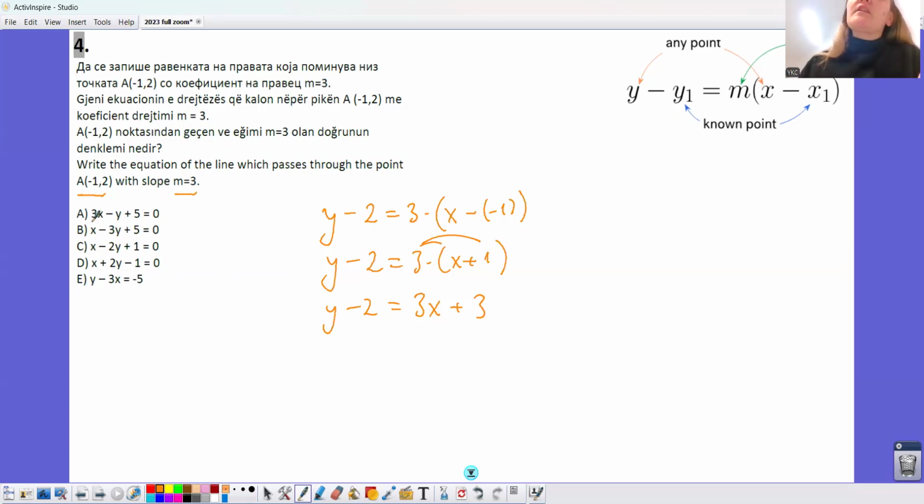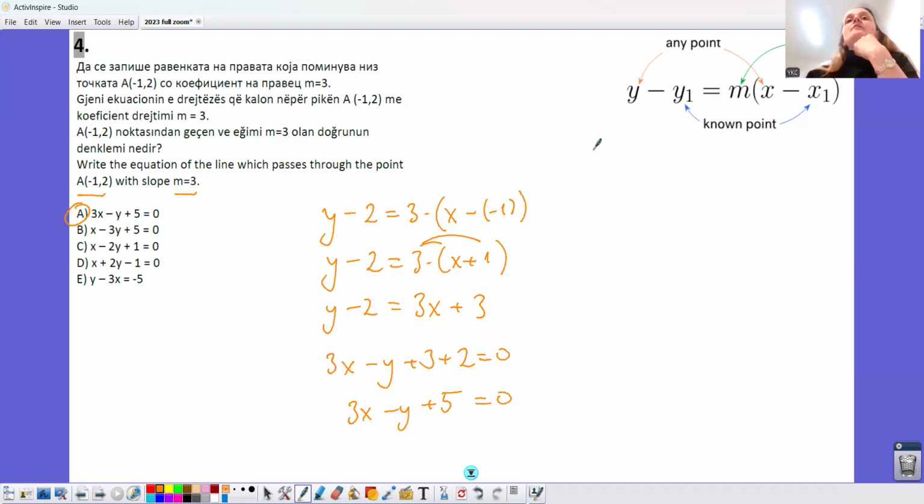I'm checking the answers. In the answers, x is mostly positive. So I will take y and minus 2 to the other side to check what will happen. So I will have 3x minus y, plus 3 here and plus 2 here. When I take them to the other side, it is equal to 0. So I have 3x minus y plus 5 is equal to 0. As you see, A is the answer. The important part here is to know the formula: y minus y1 is equal to m times x minus x1.